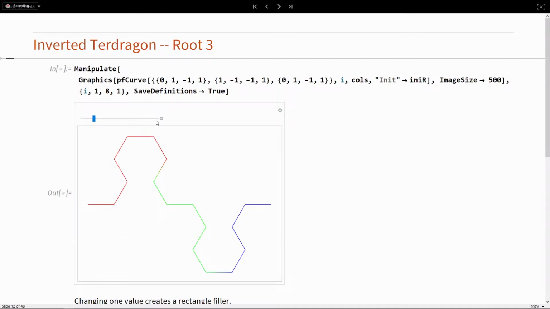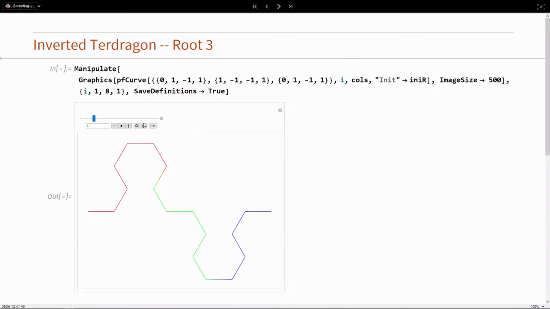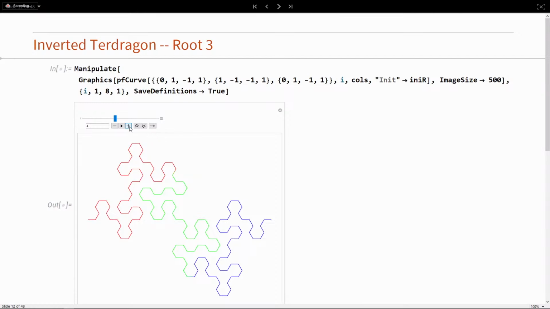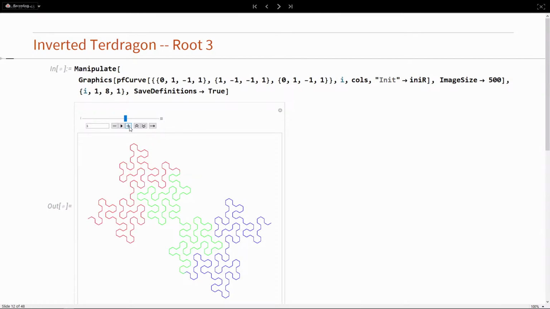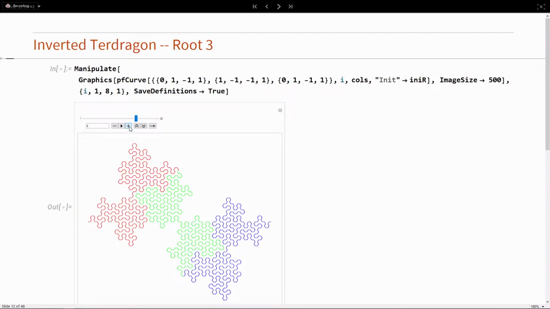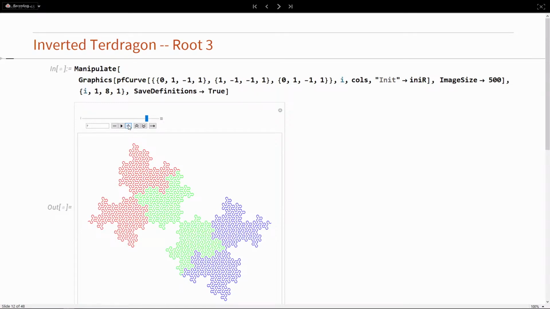The inverted Terdragon is similar, but it is pinched in the middle. But again, it basically will make 3 copies of itself while it's being generated, each one having a pinch.